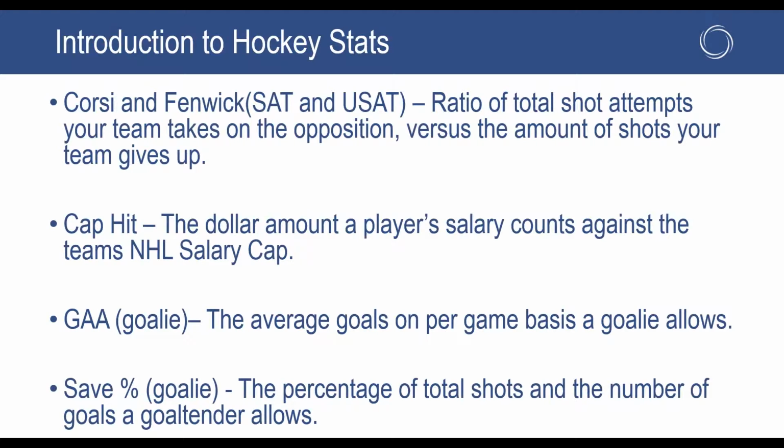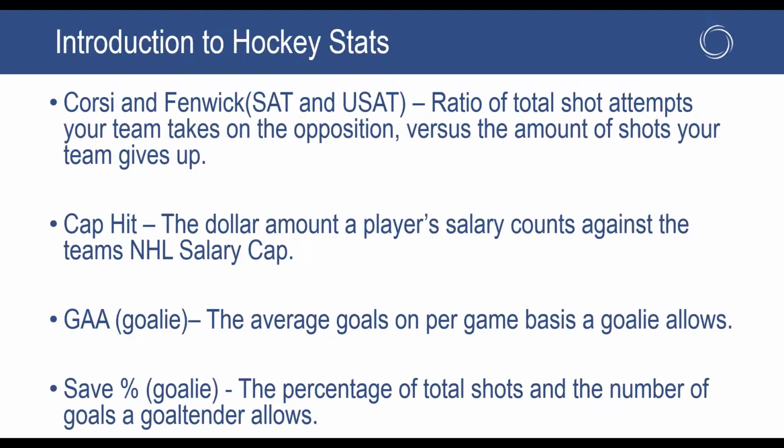So this is more of an overview, but Corsi and Fenwick both relate to just how many shots your team's getting versus how many shots your team's giving up. So the Corsi stat we're going to be looking at is basically, out of all the shots in a game directed towards a net, what percentage of them are for your team. So this is kind of a proxy for puck possession again, because teams who possess the puck more typically win more games, is what's been assumed.